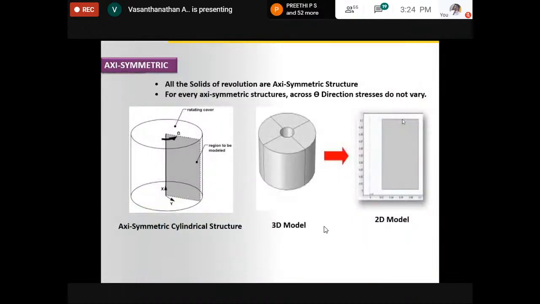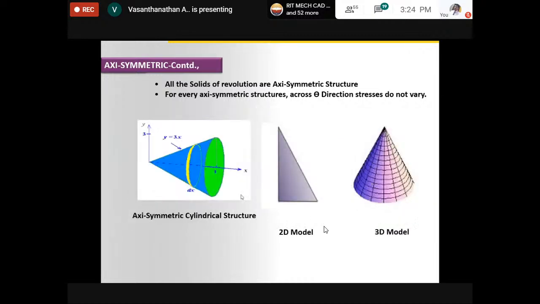Now coming to the point of axisymmetry. We studied axisymmetry in detail. All the students have studied the solids of revolution in detail, even in engineering drawing. You can see here how you generate a cylinder. If you revolve a rectangle with a vertical edge fixed and rotate 360 degrees, you will get a cylinder. How is a cone generated? If you revolve a right-angled triangle about a fixed vertical edge, you will get a cone.